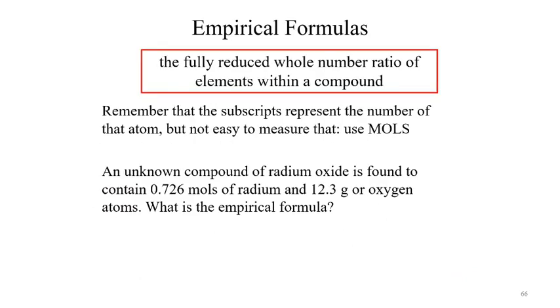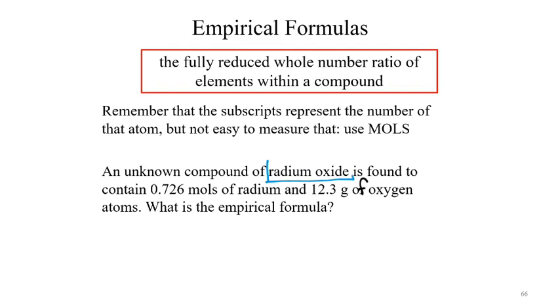So, in this case, if we have an unknown compound of radium oxide found to contain 0.726 moles of radium and 12.3 grams of oxygen, what is the empirical formula? Okay, so right out of the gate, we actually have a problem with this question. And so we'll look at another example here in a second that fixes this issue.